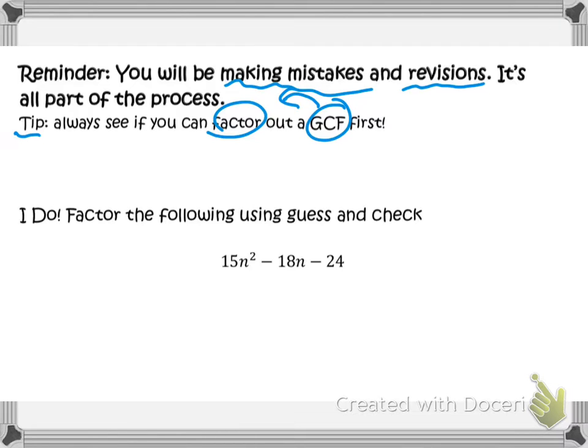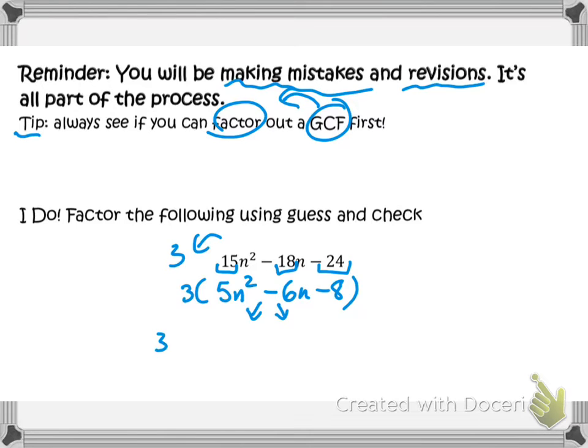I have 15n squared minus 18n minus 24. I can factor out from all three terms. I can factor out a 3. Right? I can divide all three terms by 3, leaving me with 5n squared minus 6n minus 8. Okay, perfect. So now I can do the guess and check method. So I still have the 3 on the outside.